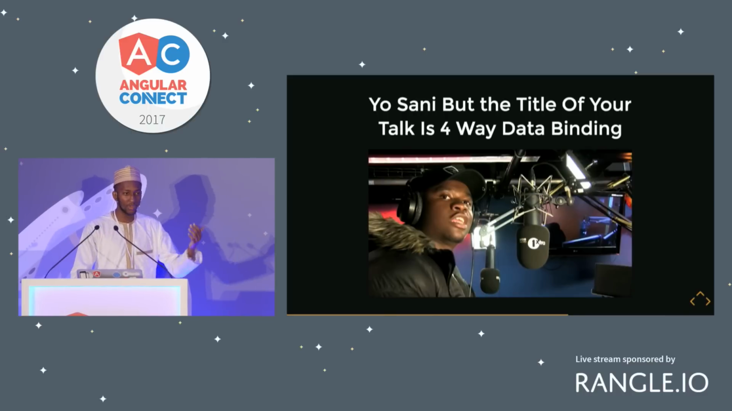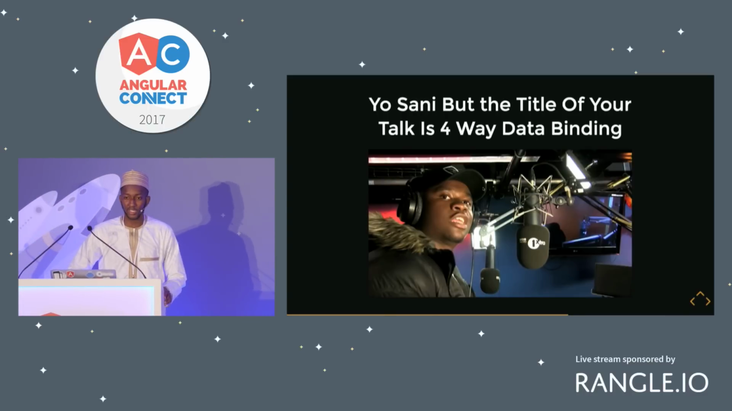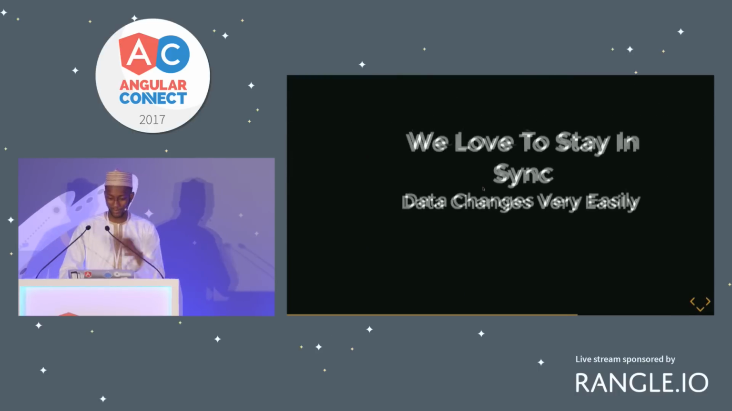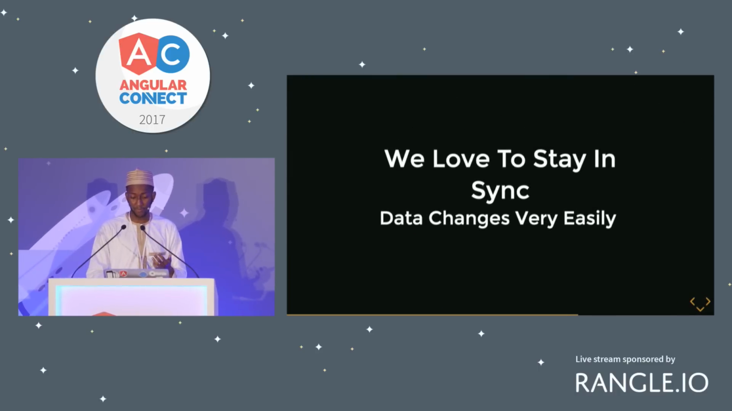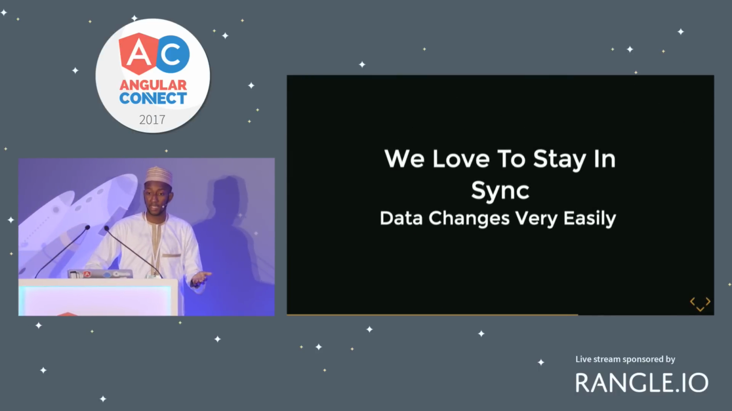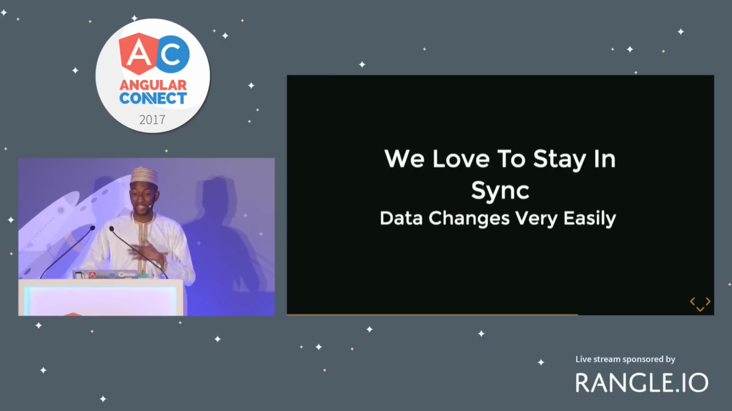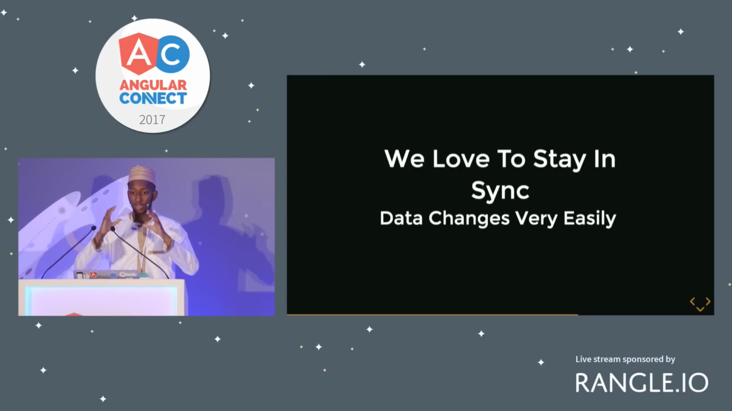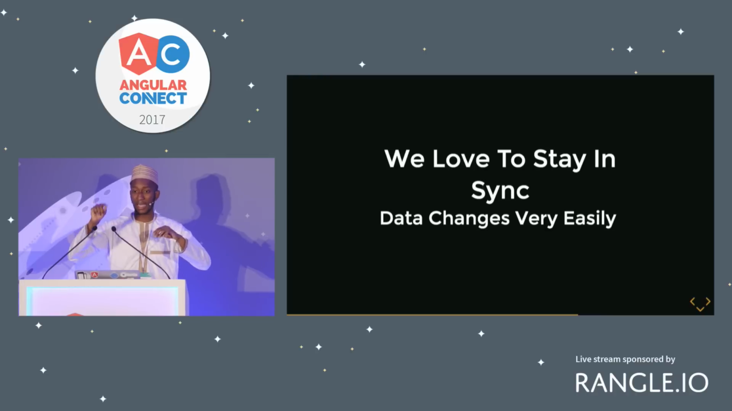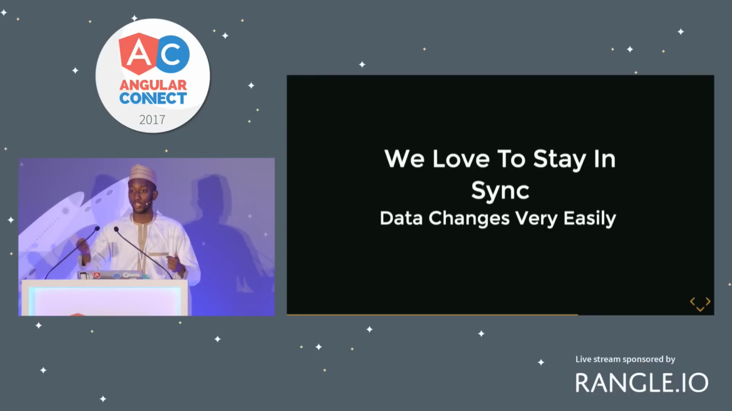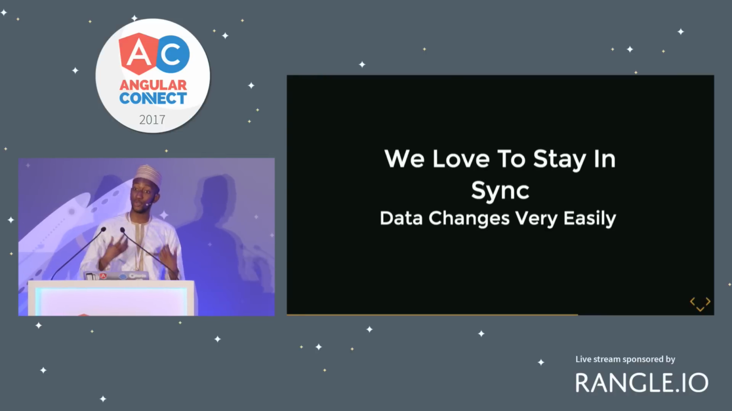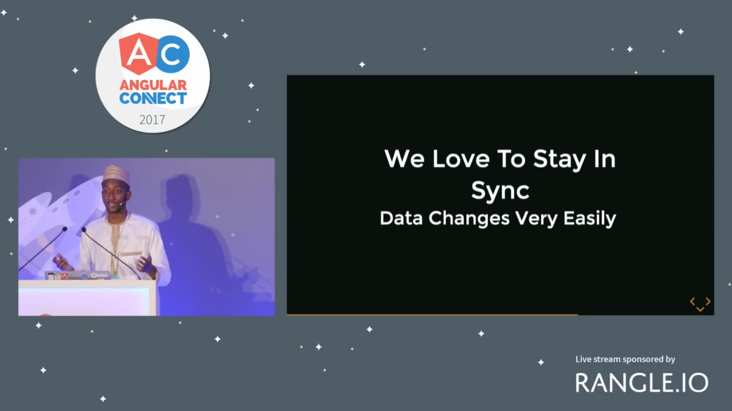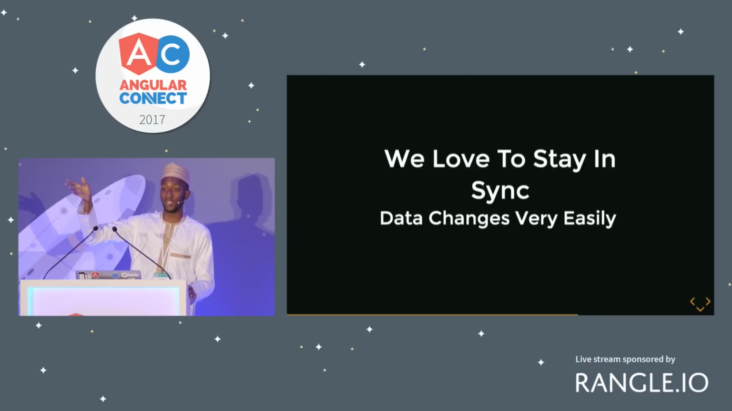But some of you are like, I've said the word 3-way data binding, and I haven't even talked about the bloody thing, right? So let's see what I mean by 3-way data binding. We love to stay in sync as developers. Data changes very easily. Think about Facebook. You're on a thread or Twitter, people are liking and sharing, so much is changing. And if I'm on Instagram, I like to use Instagram a lot. If I like this very beautiful picture that I've seen on Instagram, I want that to sync when I do come back online.